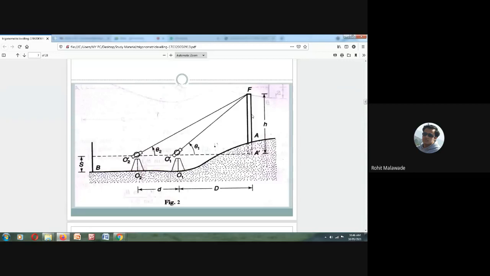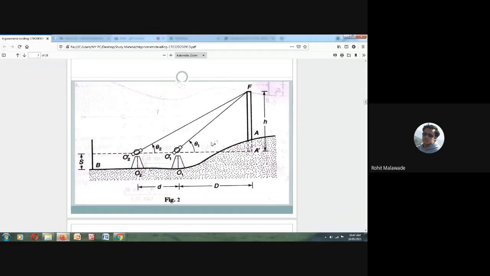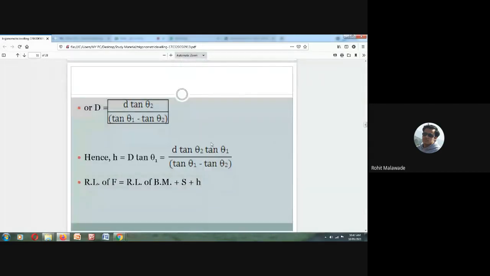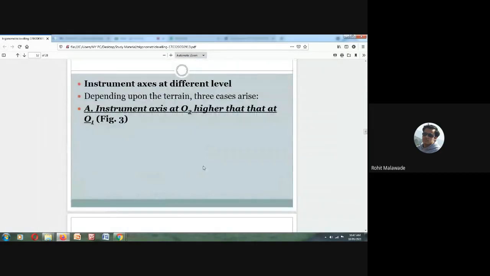For this particular height, what we are going to do is take the benchmark plus staff reading plus this calculated H. Then we can get the RL of the point F. Is it clear? Yes, sir. Okay, fine. Simple it is. We are just using two instrument stations.